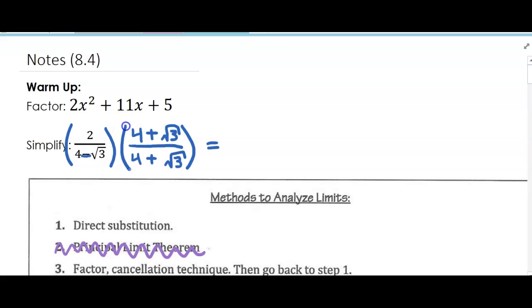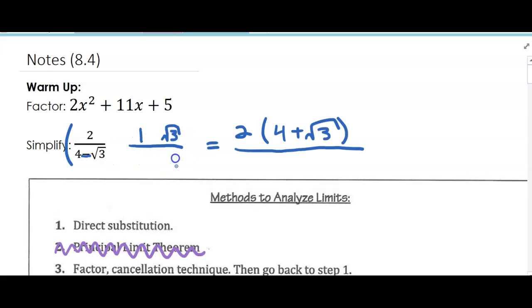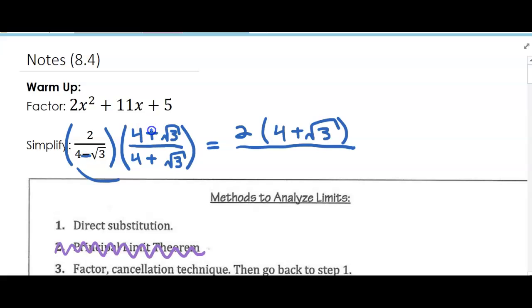And so when I do this, the numerator I can simplify. I'm just going to keep it separate for right now. So 2 times 4 plus the square root of 3. But what I notice when I multiply my denominator together is I have 4 times 4, which is going to get me 16. When I look at my middle terms, I have 4 times positive root 3 and 4 times negative square root of 3. My middle terms are going to cancel out.